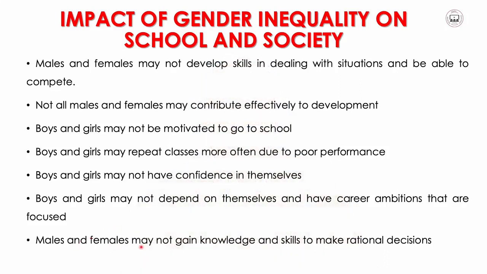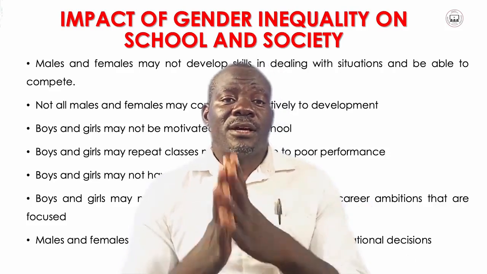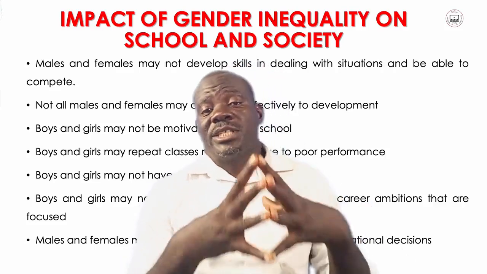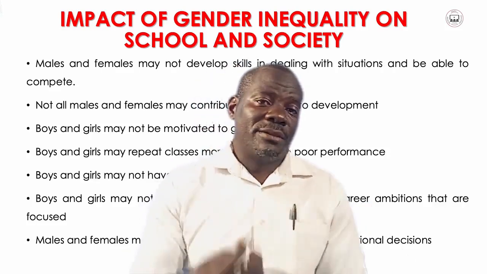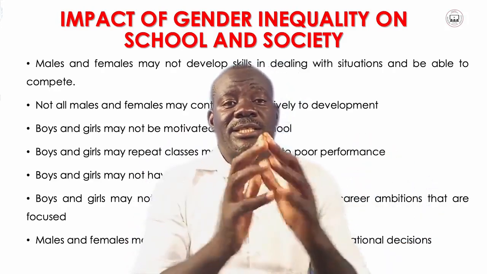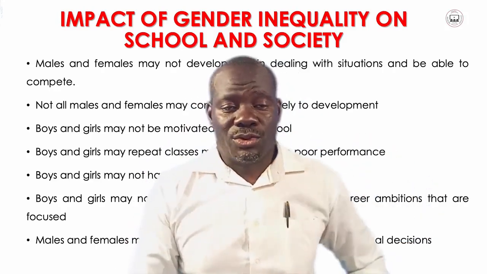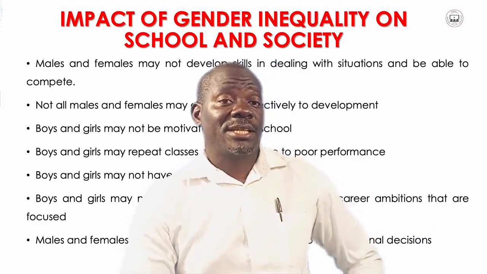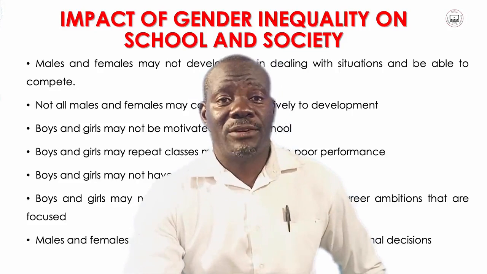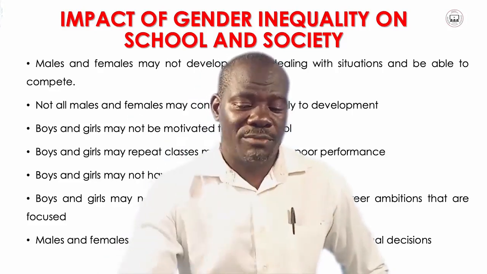And males and females may not gain knowledge and skills to make rational decisions. So boys and girls may not get the knowledge that will make them make good decisions, because in the society there is that gender inequality. So you can see that gender inequality somehow has a negative impact on the development of a whole human being.